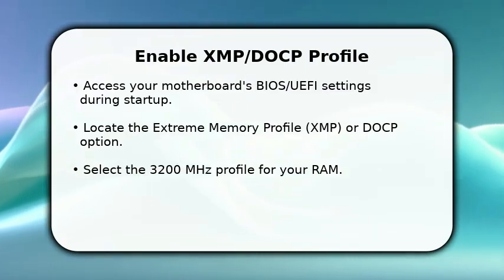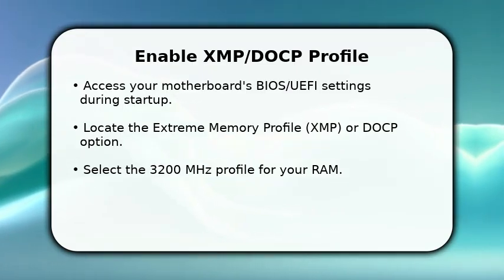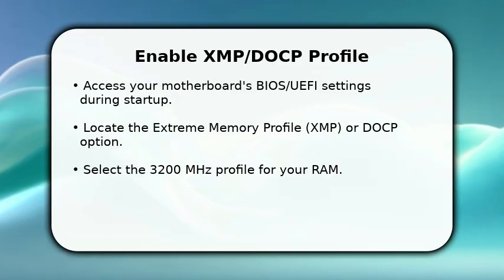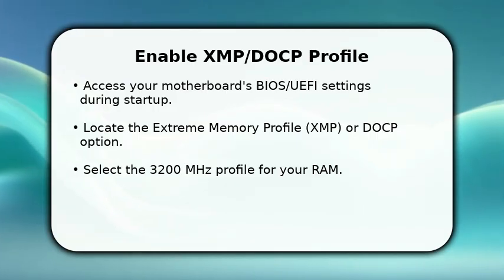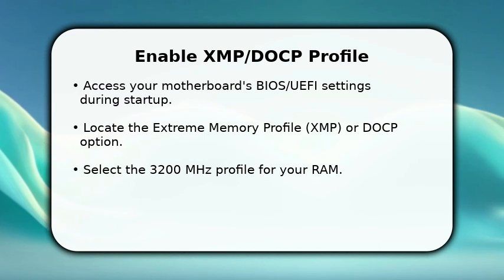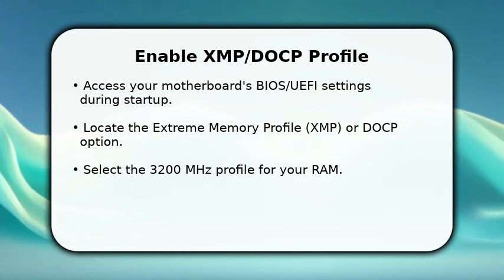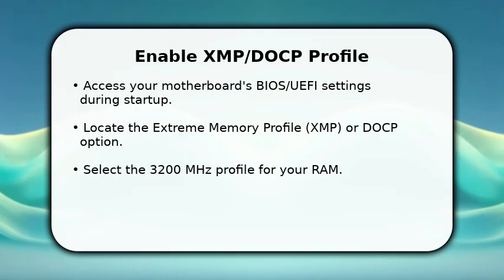First, restart your computer and press the designated key, often Delete or F2, to enter your BIOS or UEFI settings. Once inside, navigate to the memory or overclocking section. Look for an option like XMP, which stands for Extreme Memory Profile, or DOCP for Direct Overclock Profile. Enabling this will allow your RAM to run at its advertised speed, like 3200 MHz, by loading a pre-configured profile. This is the crucial first step.